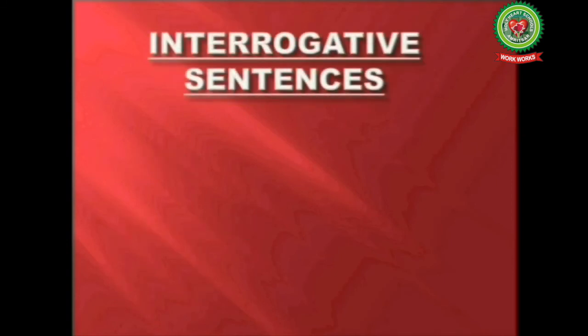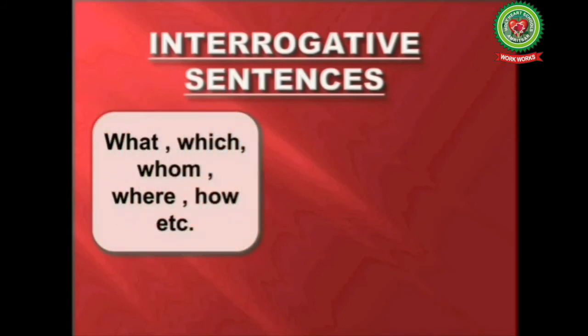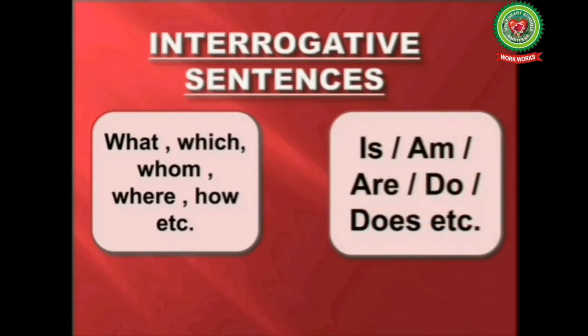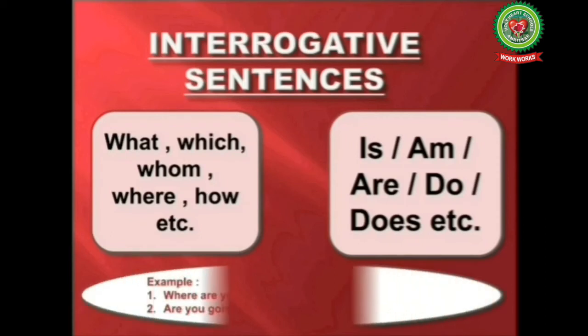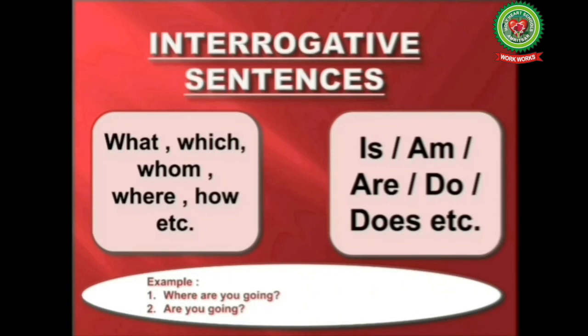Let's proceed further. Now what do you mean by interrogative sentences? As we know, there are two types of interrogative sentences. First, those that start with WH words like what, which, whom, where, how, etc. And second, those that start with a helping verb like is, am, are, do, does, etc. And the answers to these questions are in yes or no. So let's take an example. For example, where are you going? Second example, are you going? So these are examples of interrogative sentences.